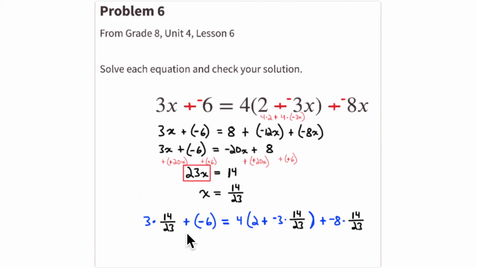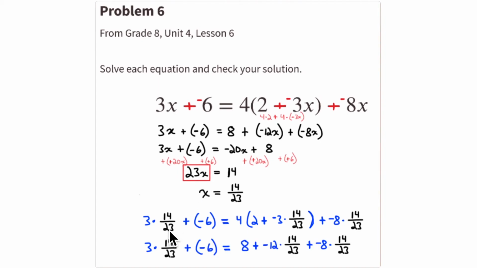Because eventually you're going to get to multiplying so many 23rds, can't remember how many it is, times 23. So you're going to get rid of this denominator right here, 23 times 14 23rds. You get rid of this 23 in the denominator. So just be patient and let's take a look at what that looks like as you work through it.